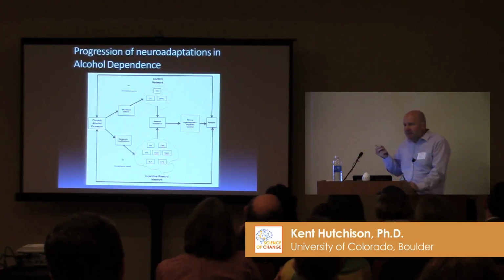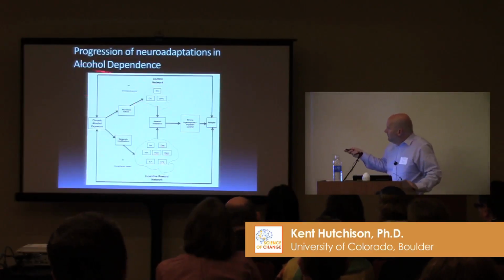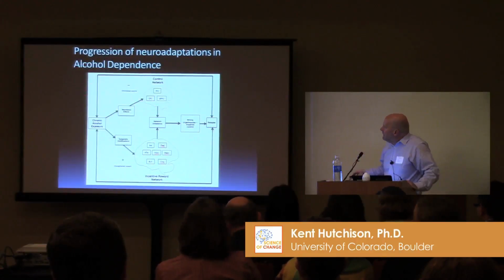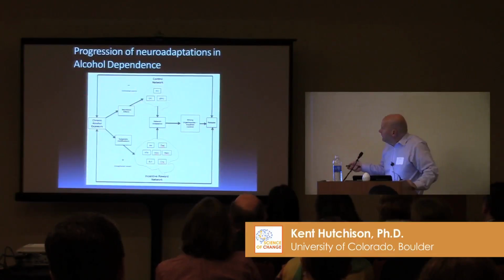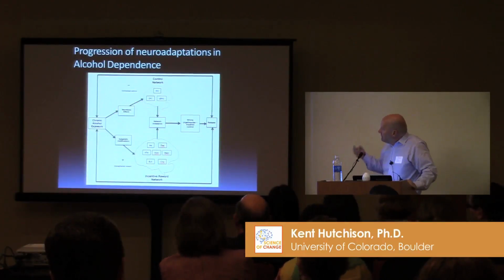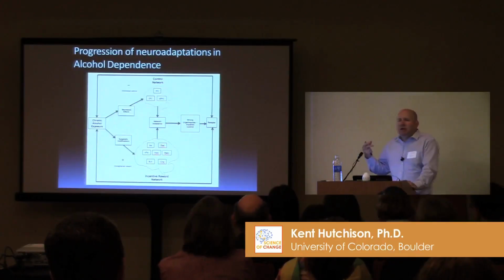Now, two pieces that we've been very interested in terms of our research is what underlies, in terms of molecular basis, these changes in the control network and changes in the reward network. If you look at the literature, especially the animal literature, you'll find some mechanisms there in terms of neurotoxic effects. And what we've been focused on most recently in terms of the reward network is epigenetic regulation.